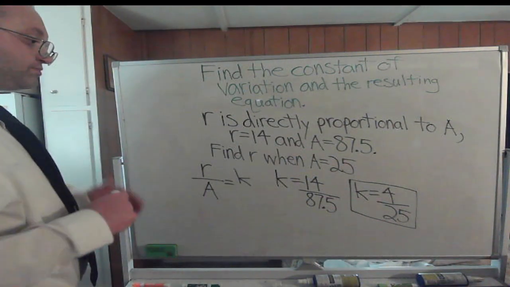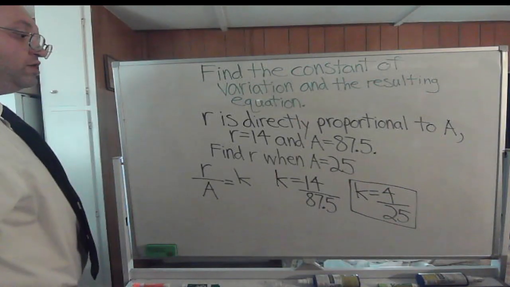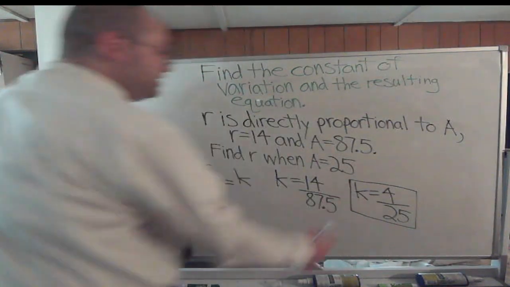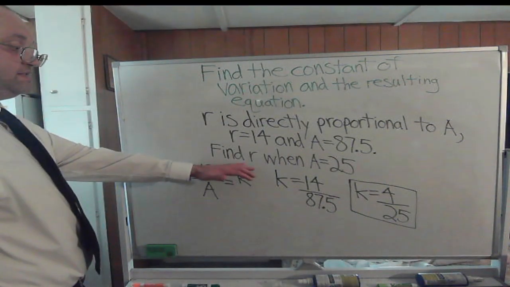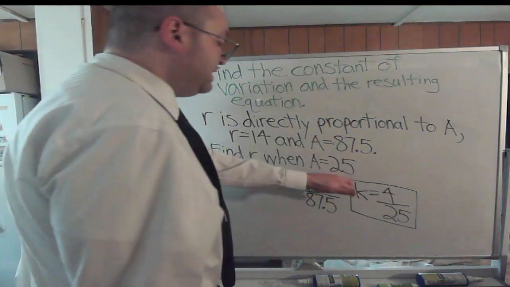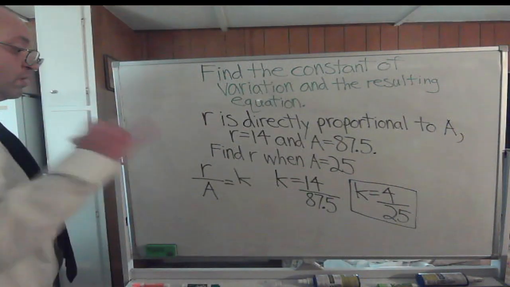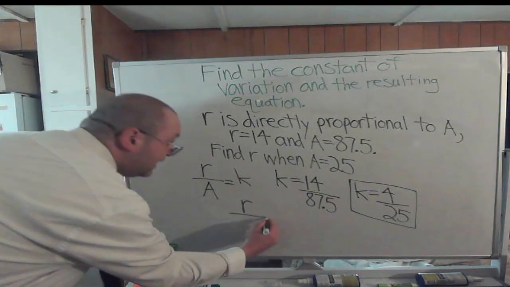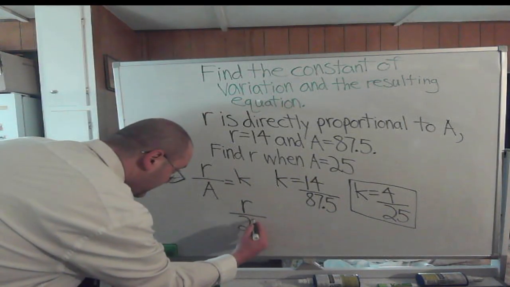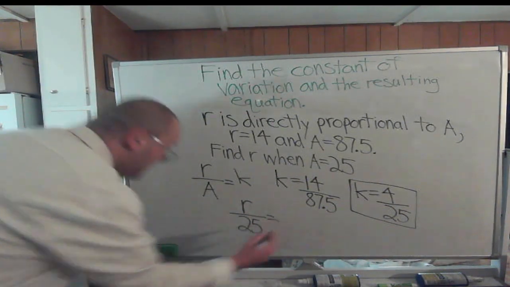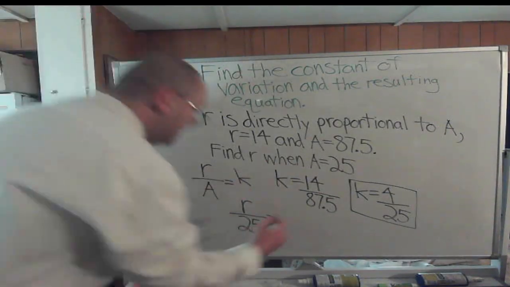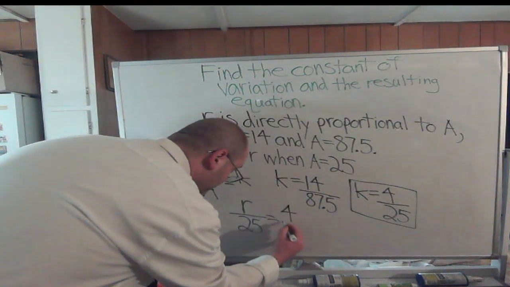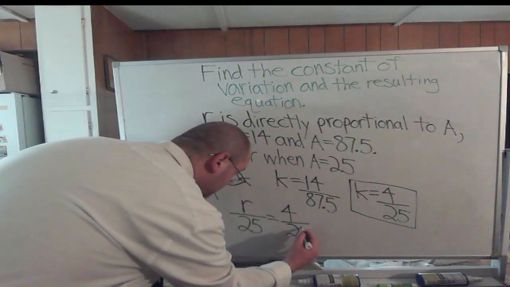Well, what we can do now, we've solved for the constant of variation, we can focus on the last sentence. Find r when a equals 25. Well, we don't know r, that's okay, but we do know a. A is certainly 25. That's going to be equal to your constant of variation, which was 4/25ths.